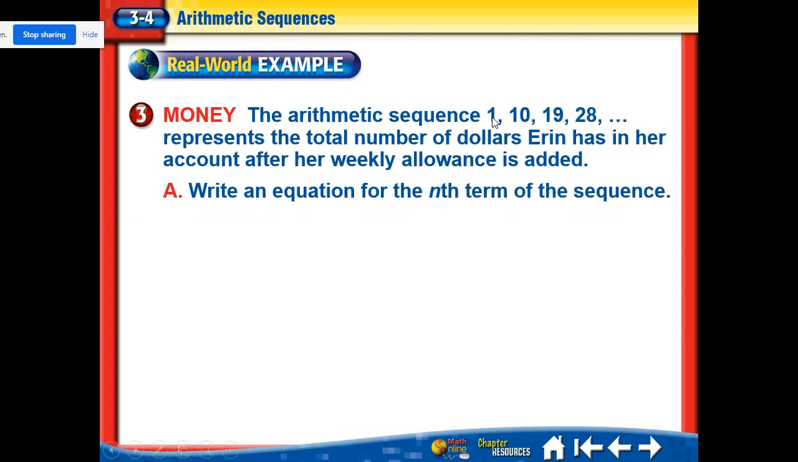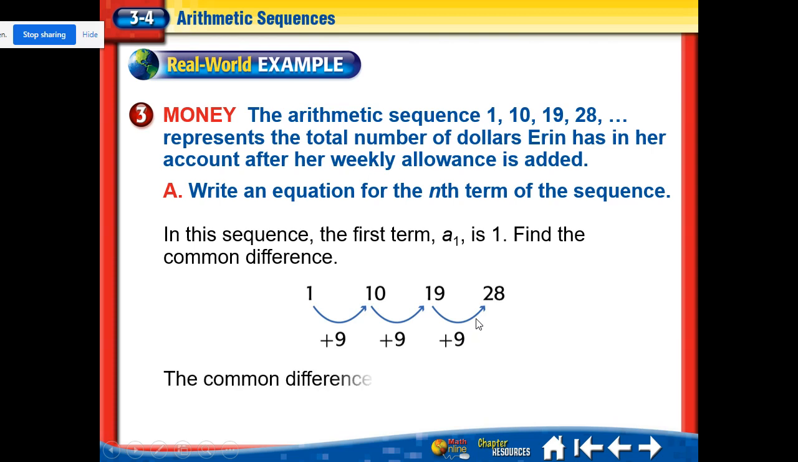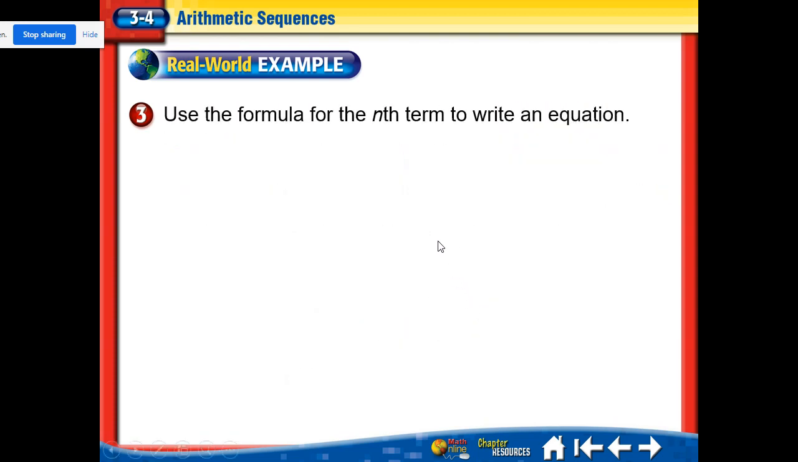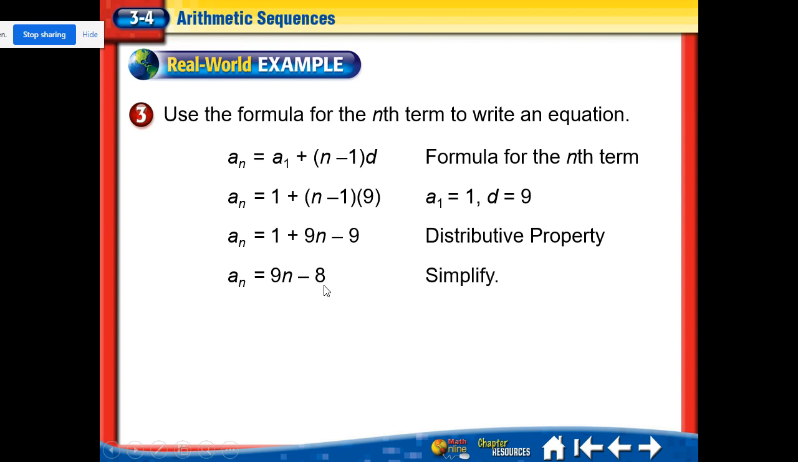So here we have one going from 1 to 10 to 19 to 28. So the difference is 9, and they want us to write an equation. So to do this, we got to find the difference, which is 9, as I just said. And then we use the formula. So the first term was 1, so we're going to put a 1 there. N minus 1 is what it is, and the difference is 9. We're going to distribute this, and 9n minus 9. And then we take that minus 9 and add it to the 1, and we get minus 8.